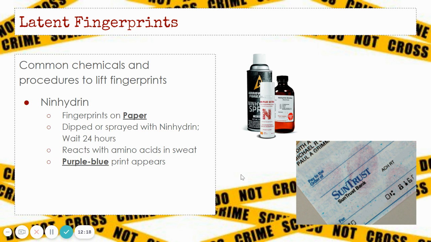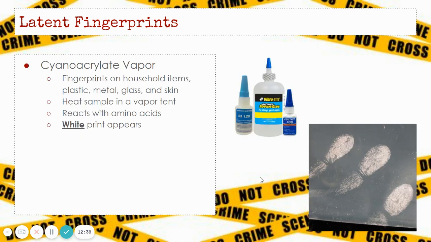So if we spray or dip the paper in ninhydrin, wait 24 hours, that chemical is going to react with the sweat from the person's hands, and you'll get this purple or blue print. So that's how we can visualize it specifically on paper. So here's a check, for example, that was left with ninhydrin overnight. You can see the fingerprints become visible.